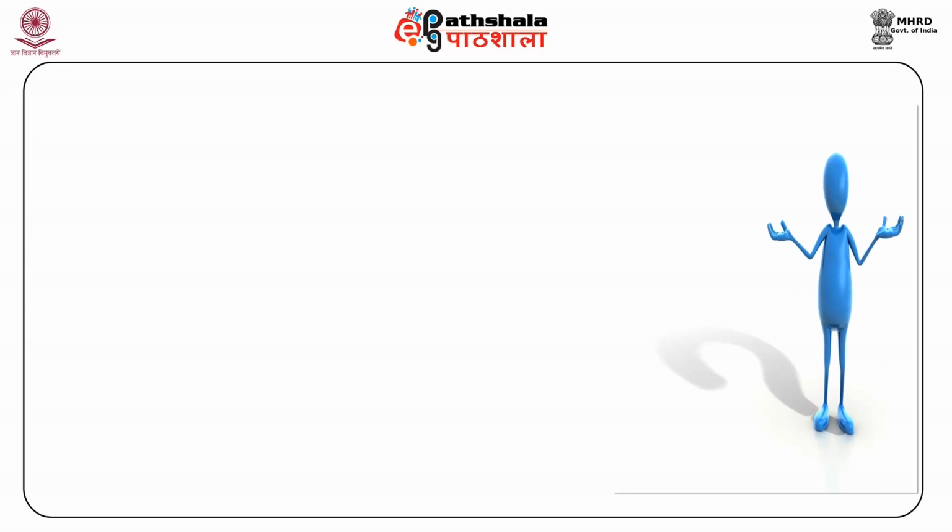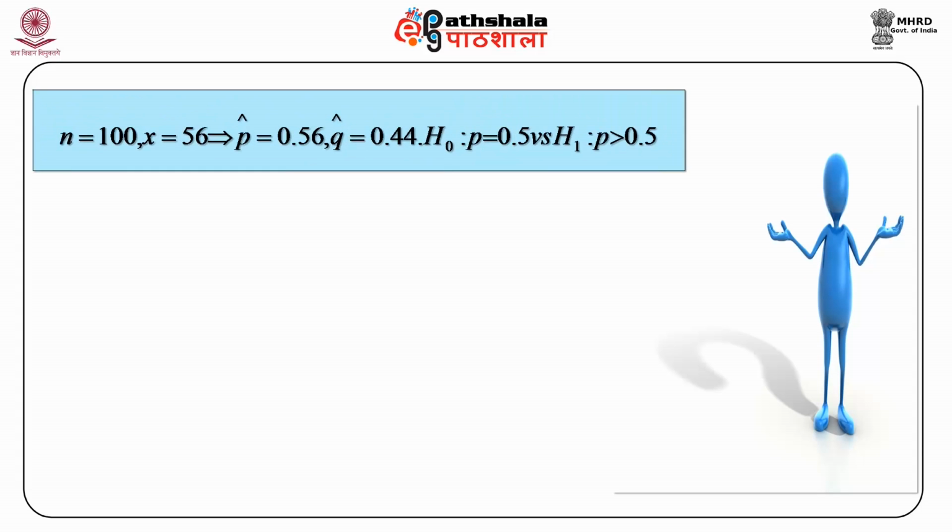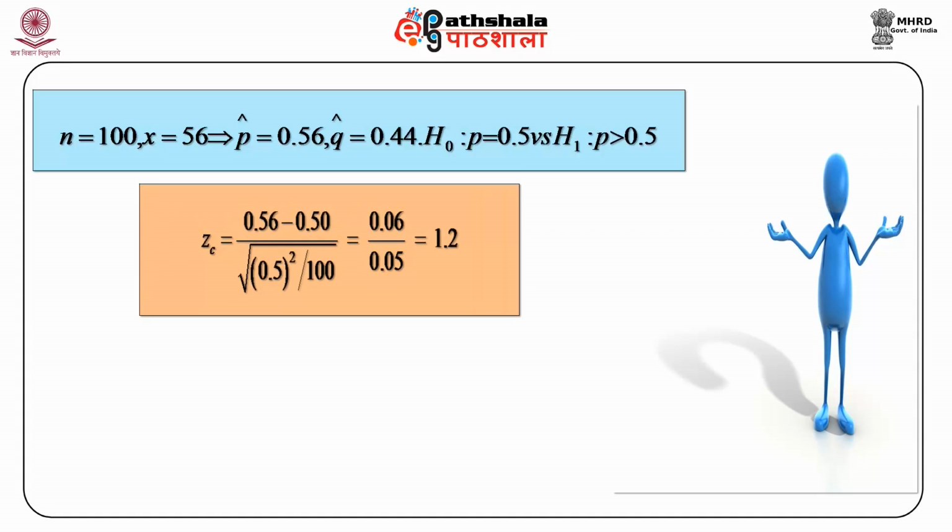This can be solved as: now n is given to be 100, x is equal to 56. This implies p hat equal to 0.56 and q hat equal to 0.44. The null hypothesis is p equal to 0.5 to be tested versus the alternative that p is greater than 0.5. Since the sample is large, we use the z-test. The calculated value of z, 0.56 minus 0.50 upon the square root of 0.5 squared upon 100, works out to 1.2.